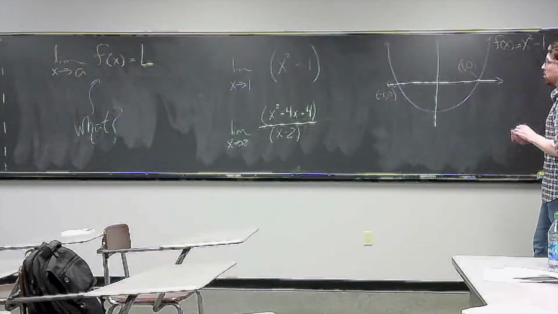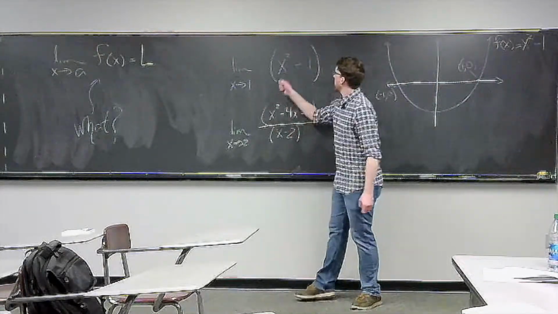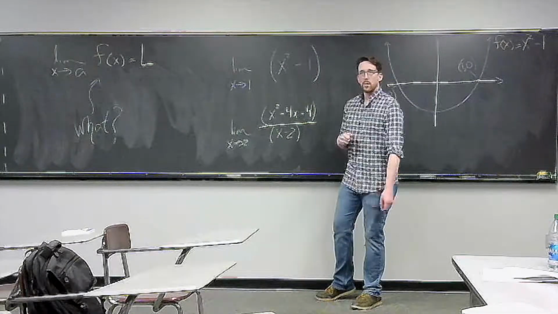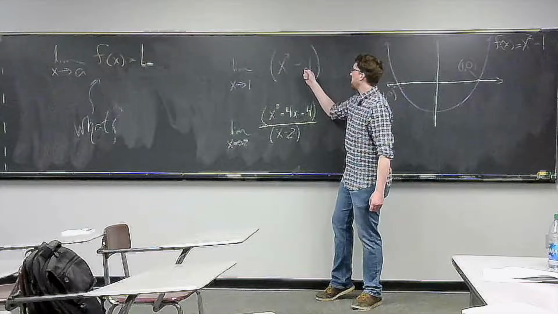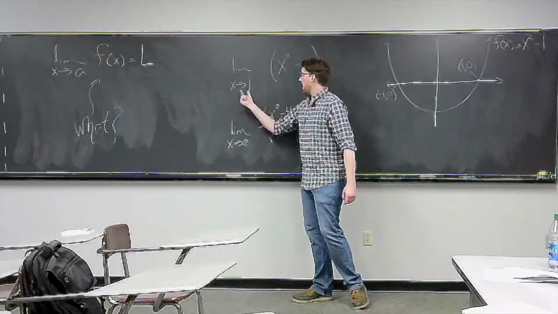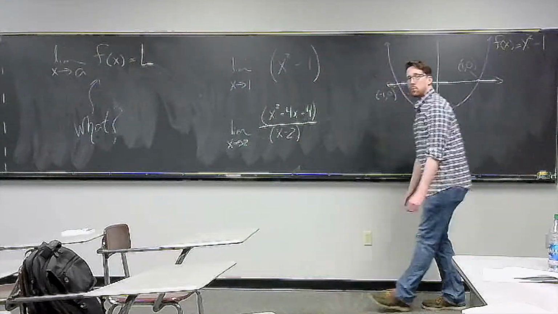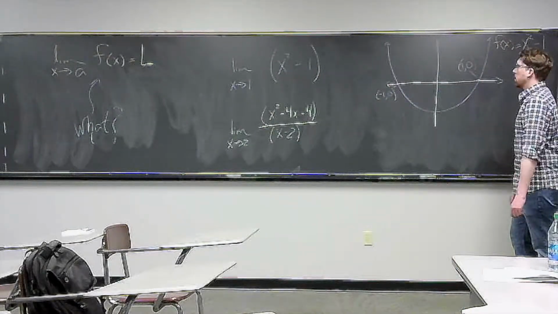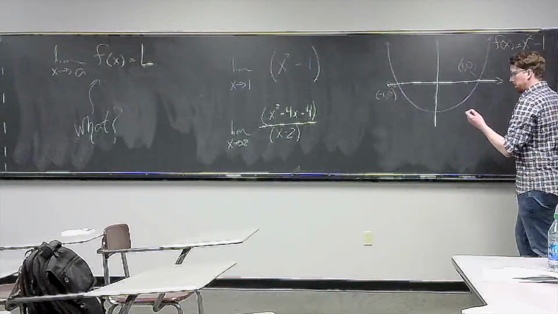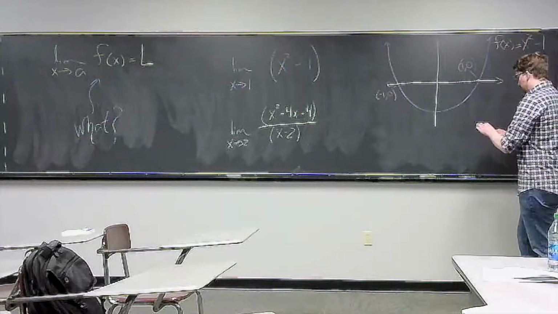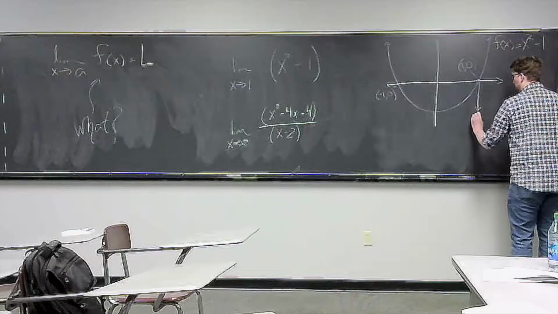Okay, so the limit as x approaches 1 of x squared minus 1, it's just asking, what does x squared minus 1 get close to when x is close to 1? Well, okay. You can think of this a few different ways. We can start off thinking about it graphically. We've got x equal to 1 right here.